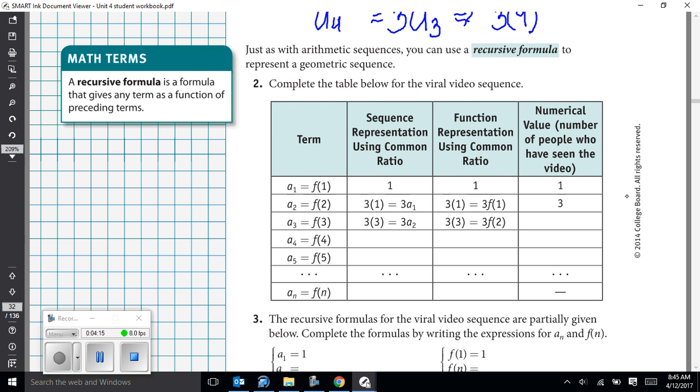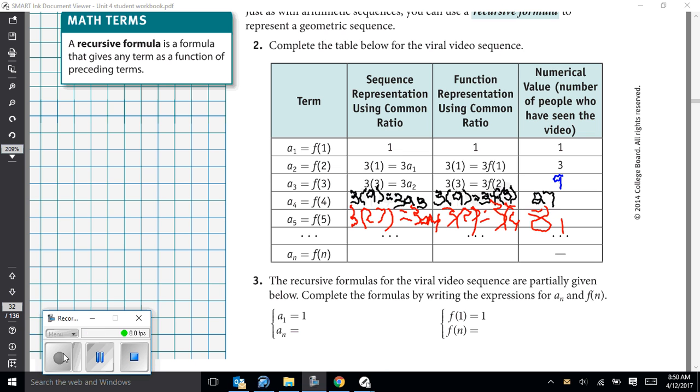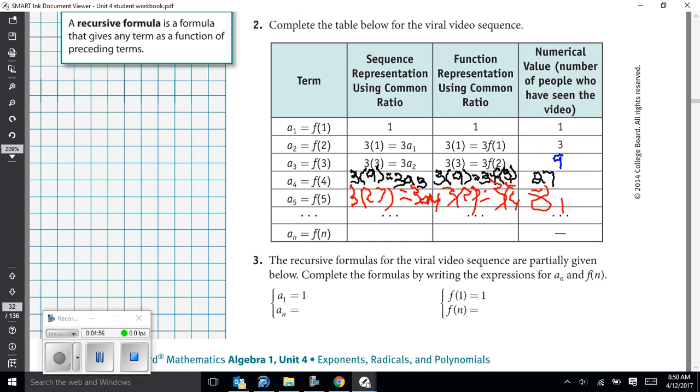And then in the next one, we had 3 times our second stage, so we had 9 people added to it, right? So why don't you take the time to fill in the next 2 stages, which is what we did in number 1, and then we'll come up with a generic way of writing that. All right, so we continued the pattern for the next 2 rows. We multiplied each previous by 3, and we wrote it in both sequence notation and function notation.